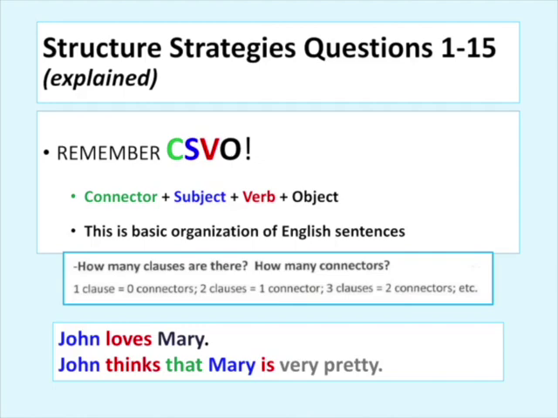Okay? When a sentence has 2 clauses, it needs 1 connector. So we see that in the next sentence. John thinks that Mary is very pretty. Our subject is John, the verb is thinks, and then we have our connector for the second clause. Our connector is that. And then, because we have 2 clauses, we need 2 subjects and 2 verbs. So we have our second subject, Mary, and then the verb is.